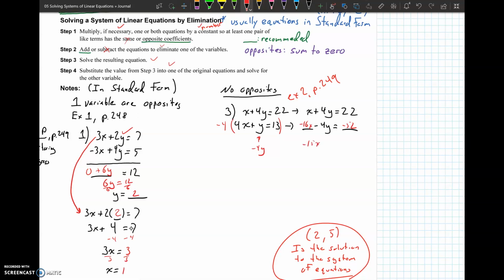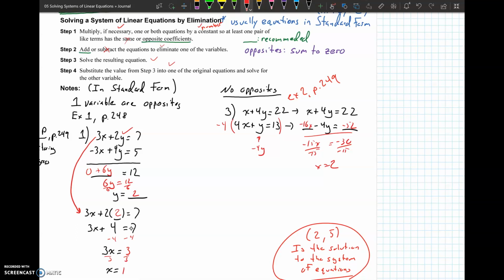Negative 15x. 4y minus 4y is 0. That's the whole reason we did that. Equals negative 30. Divide by negative 15. X is equal to 2. Not done. Plug it in. I'm going to plug it into the bottom equation.